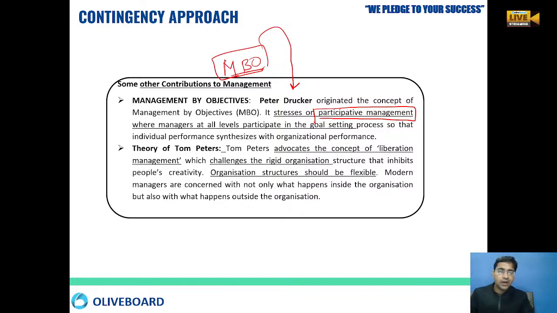Then another theory was given by Tom Peters. He advocated the concept of liberation. Liberation means you should not have a rigid organization; rather, your organization should remain very flexible. If you are very rigid, then you may break something in this management practice. If you keep flexibility, you may have a longer relationship with the people, because people do not like rigid behavior. So you have to remain flexible. As per the theory of Tom Peters, the management practice should be liberation management.